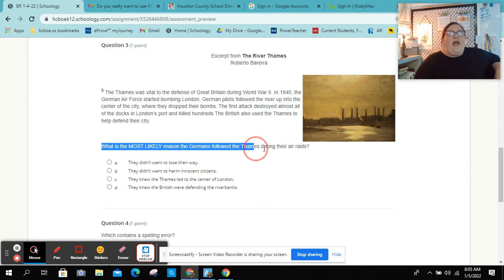What is the most likely reason the Germans followed the Thames during their air raids? The Thames was vital to the defense of Great Britain during World War II. In 1940, the German Air Force started bombing London. German pilots followed the river up into the center of the city where they dropped their bombs. The first attack destroyed almost all of the docks in London's ports and killed hundreds. The British also used the Thames to help defend their city. What is the most likely reason the Germans followed the Thames during their air raids?